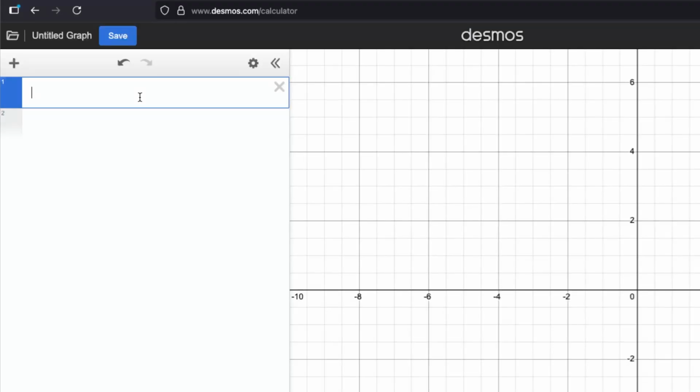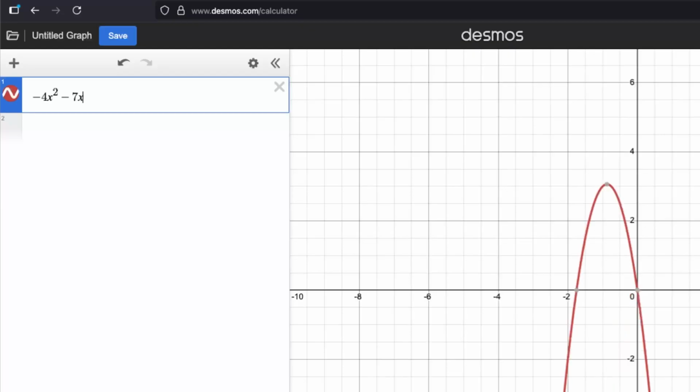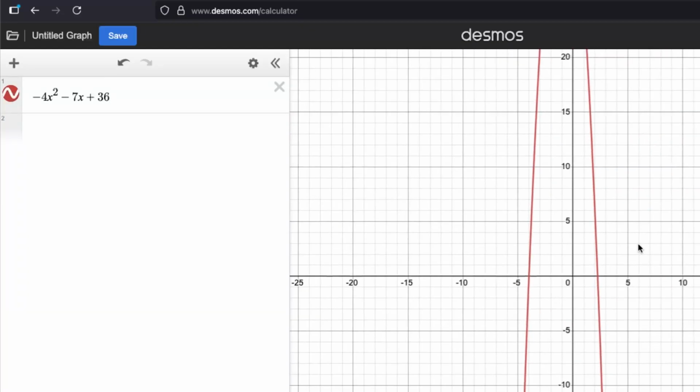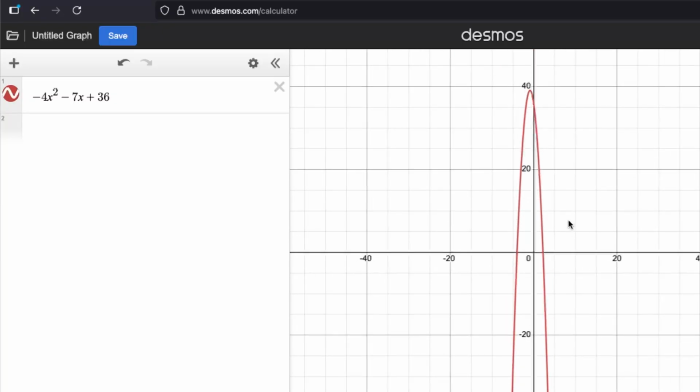So here in Desmos, I'm going to type in the new equation. That'll be negative 4x squared minus 7x plus 36. I'll zoom out a little bit so you can see it better. So we have this parabola, and just like my sketch, you can see that it goes up to some point and then it goes down, and it crosses the x-axis at 2 different points, negative 4 and 2.25. They asked for the positive solution, so that'll be 2.25.